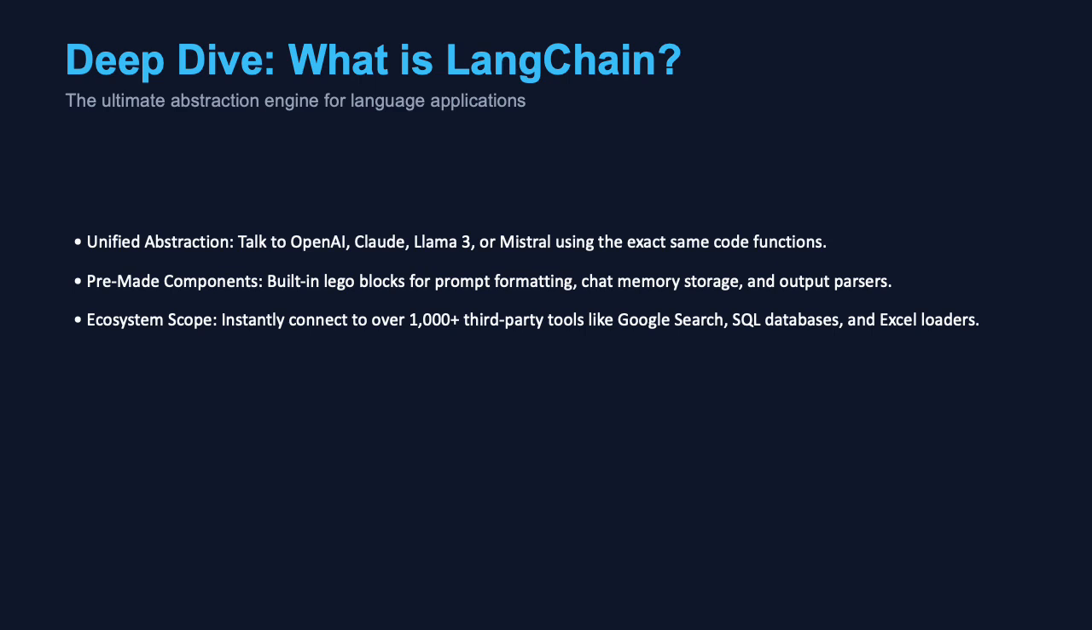On top of that, it comes with built-in memory boxes so that the AI agent doesn't forget what you said two sentences ago. It also comes with instant plugins for Google search, YouTube, calculator, and file readers. It handles all the boring plumbing work so that you can focus only on building the fun stuff. The existing LangChain ecosystem consists of thousands of pre-built third-party tools like Google search, SQL databases, and Excel readers. So you don't have to worry about building all these tools, just focus on building the fun stuff.